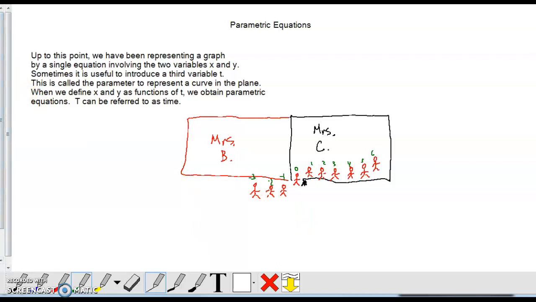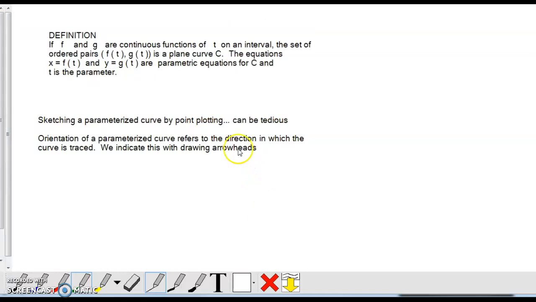Here is our definition of a parametric equation. We have two functions, we're going to call them f and g, and they're continuous functions on the t interval. We're going to have two sets of ordered pairs. If I plug in time, I'll plug it into the first function equation, and I'll plug it into the second function equation. One is going to be your x, one is going to be your y, and all together I'm going to get a graph that we're going to call the curve, a giant C, where time is our parameter.